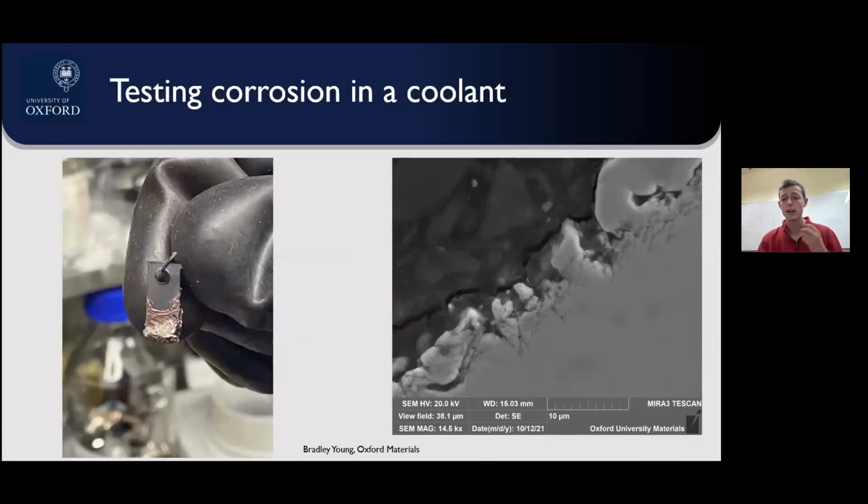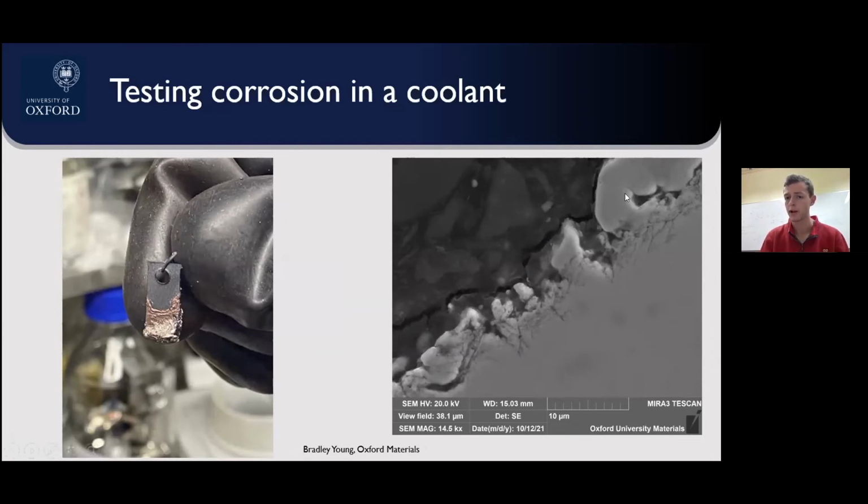The other thing we do, as well as just looking at our metal, is test it. I mentioned that the coolant is a really big challenge in a nuclear reactor. What we do here is take a little sample, like you can see on our left-hand side, of a metal we might want to use, and we dip it in some coolant for a really long time and see what happens to the corrosion.